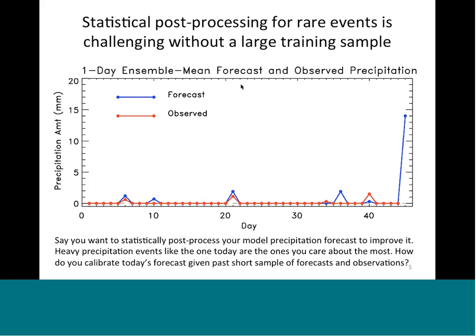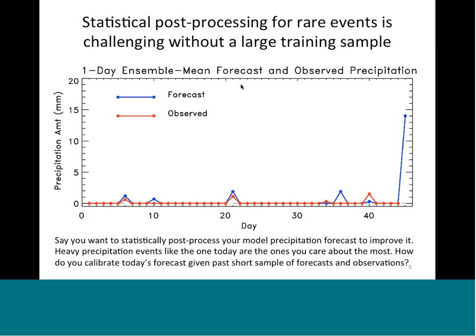Now, another motivation for doing a very long set of retrospective forecasts is that for actual events, it certainly helps to have a large training sample size. So let's say that our recent time series of past observations and forecasts are like the one that's shown here. And today's forecast looks nothing like what we have had over the past 45 days.